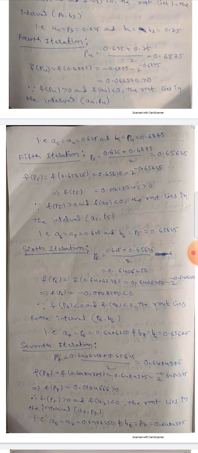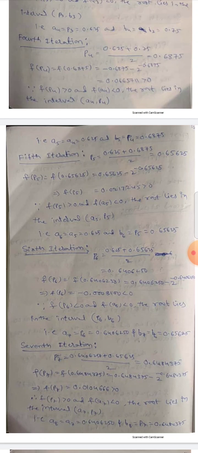Since f of p4 is greater than 0 and f of a4 is less than 0, the root lies in the interval a4 comma p4. That is, a5 is equal to a4 equals 0.625 and b5 is equal to p4 equals 0.6875. Fifth iteration, p5 is equal to 0.625 plus 0.6875 by 2, equal to 0.65625. Only one digit has repeated so far.